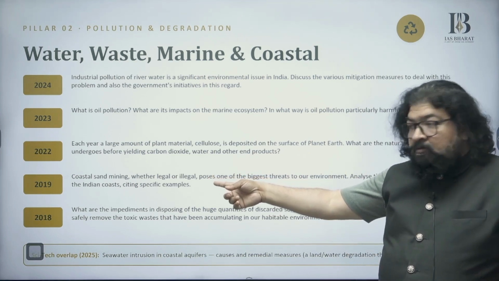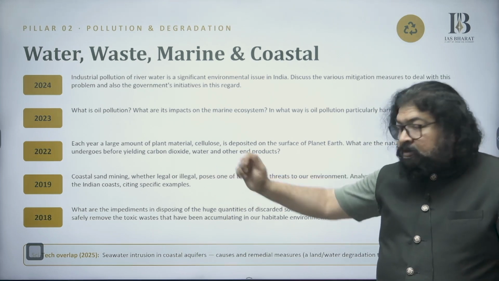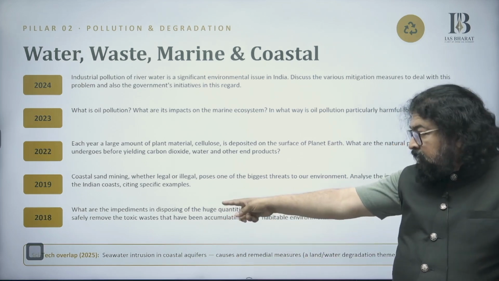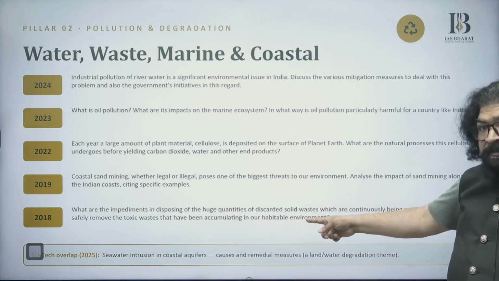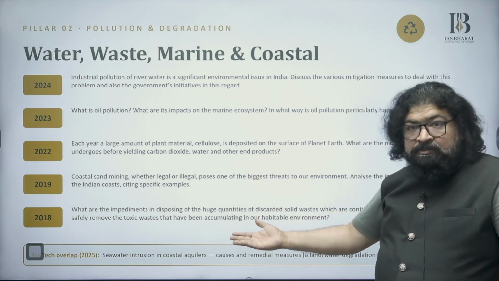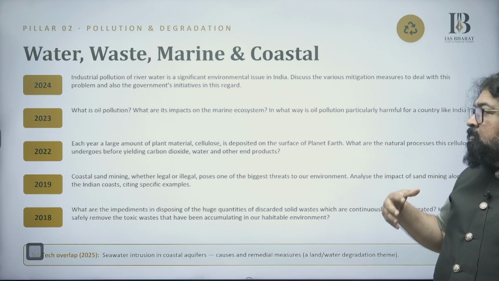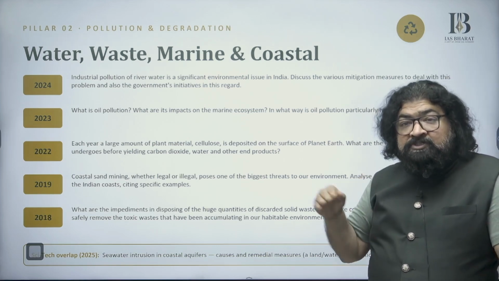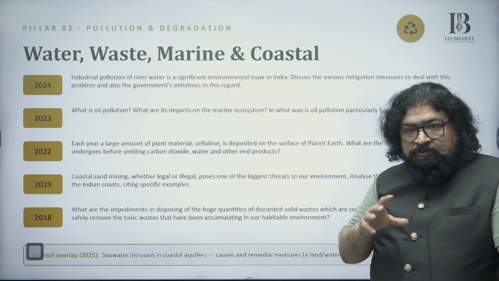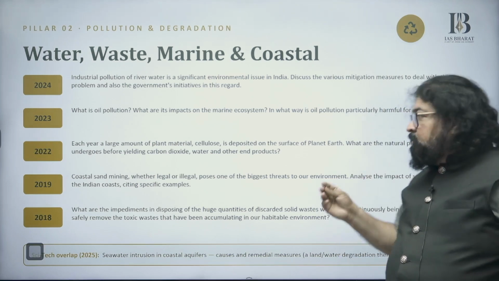Coastal sand mining, whether illegal or legal, poses one of the biggest threats to our environment. Analyze the impact on the Indian coast. That is a 2019 question: sand mining in coastal areas and its impacts. Then 2018: what are the impediments of disposing huge quantities of discarded solid waste which are continuously being generated? How do we safely remove such toxic waste that has been accumulating in the habitat? So now what you see here, again there is overlap. 2025: seawater intrusion and impact on coastal area, and again mitigation measures. So even you see the overlap with the social, economic and technological aspects of this. So this is where the question comes here.